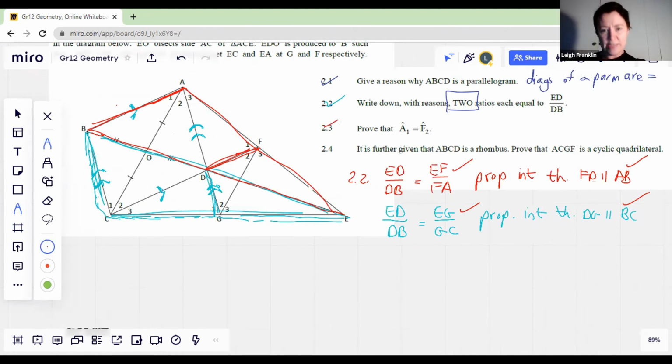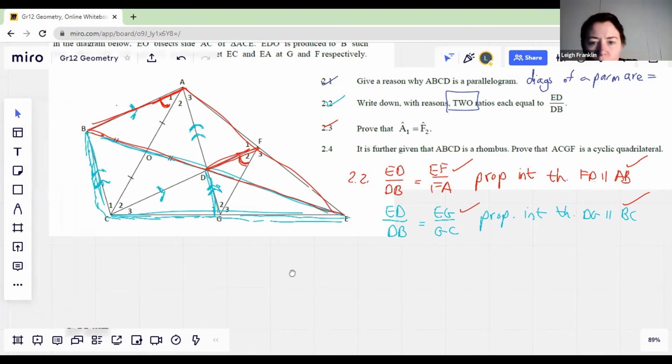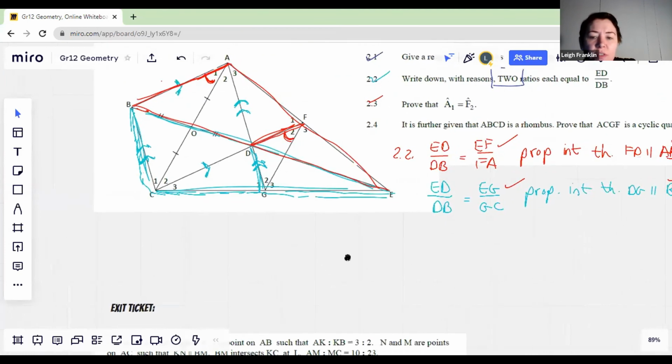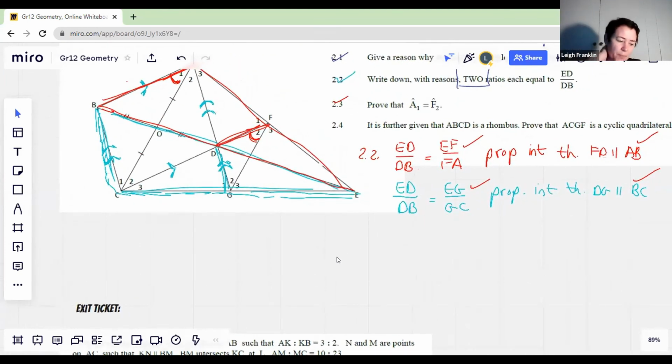Now we need to prove that A1 equals F2. All right, so anything that we've already concluded can potentially help us. So where is angle A1? Okay, so angle A1 is up at the top here, isn't it? There's A1 over there. Where is F2 located? Okay, F2 is located over here. What do we think they want? Oh, hang on, let's just have a look at how many marks this is worth. 5 marks. Okay, so we know that there's going to be quite a lot of work involved here.